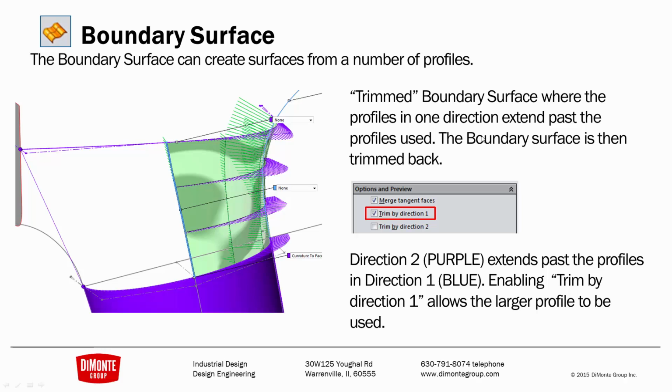The boundary surface also can trim back. So here I have these long profiles in direction 2, followed by this first profile in direction 1 and this profile in direction 1. And if I didn't have the trim back option, it would actually create a surface that followed all the way along these profiles in direction 2, whereas the trim option, trim by direction 1, which is this curve, creates a shorter surface.